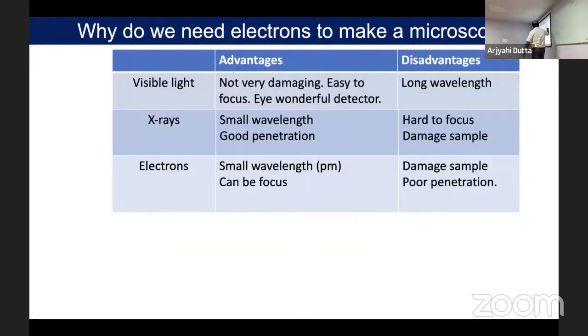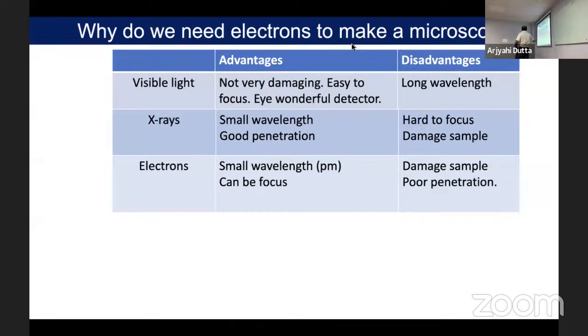Now, these are the three types of rays I mentioned. That is the visible light. As I mentioned, visible light is not damaging. So we are all moving around here within the visible light, and nothing is happening. UV is dangerous. Nowadays, people say that UV can damage, it can create cancer and other things. It can damage the DNA also. But visible light is very good. That is not damaging at all. It is easy to focus. The eye is a wonderful detector, but it has a long wavelength, so the penetration power is less.